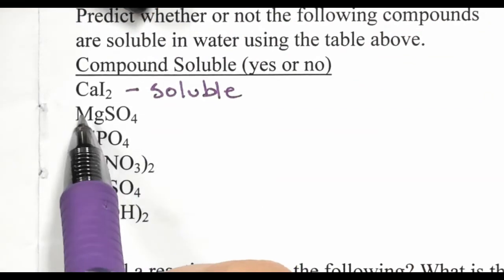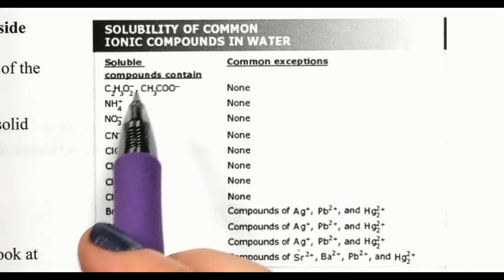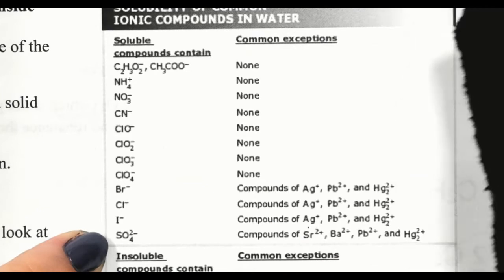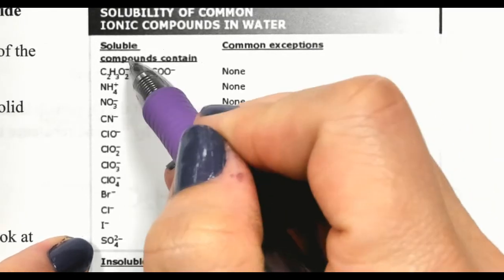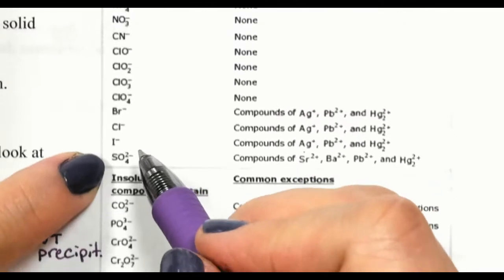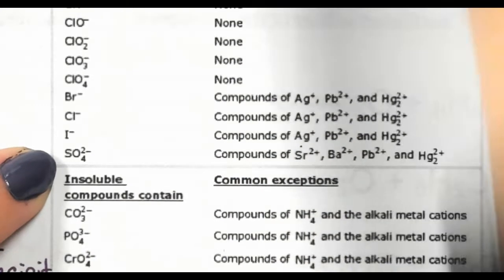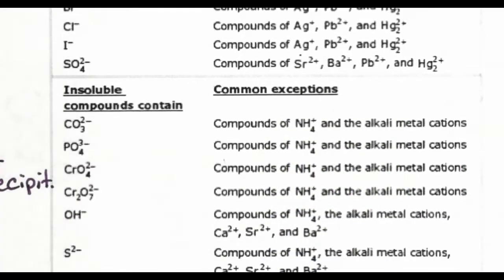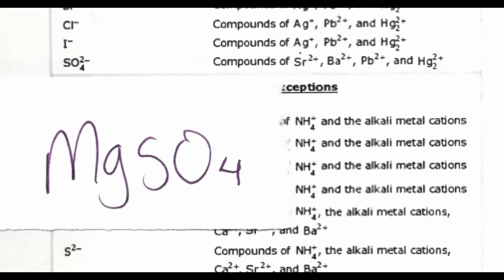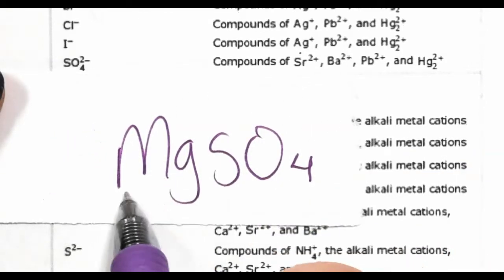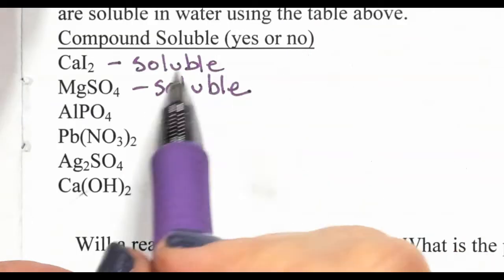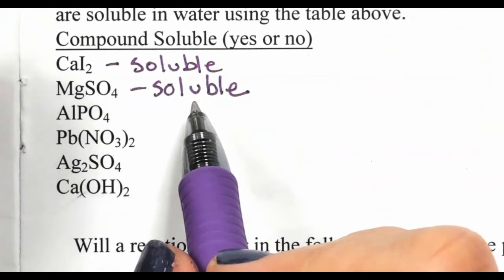All right, let's look at magnesium sulfate. Again, go to your chart at the top right, and I want to find sulfates here. And you'll notice that sulfate is found under the soluble column. So sulfates are soluble except when they are with strontium, barium, lead, or mercury. And our compound is magnesium sulfate. So since magnesium is not one of these exceptions, this compound is soluble. I went back to my list and I marked magnesium sulfate as soluble.